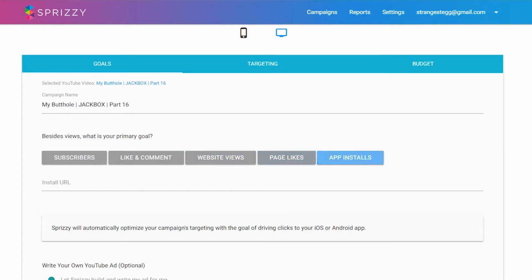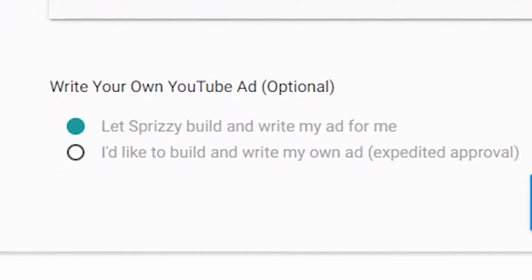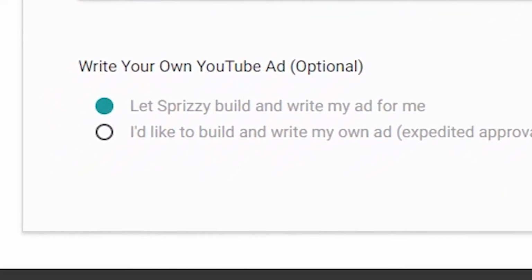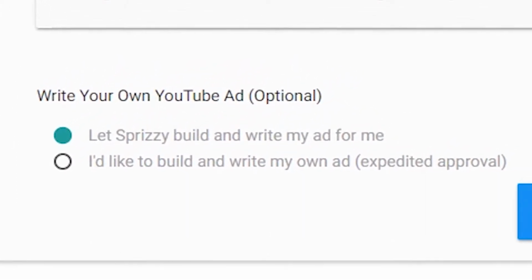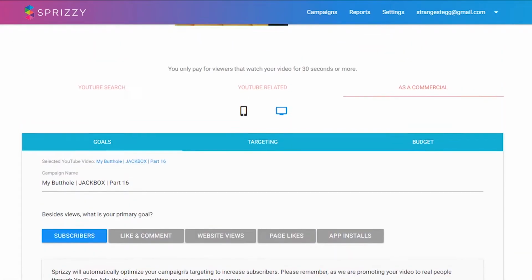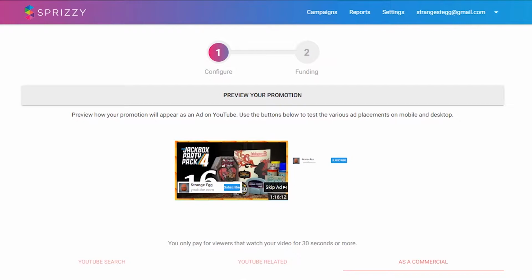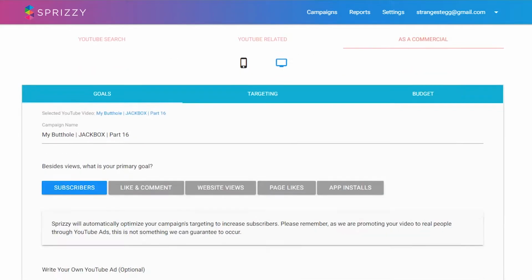So what's interesting is right here at the bottom, you can either write your own ad and submit it to them, or you can let them do it themselves. Now, I let them do it themselves because I was genuinely curious what it would look like, and I never got the opportunity to see that, which is important to know. But what they do is they show you a preview up here. Obviously, they haven't written the ad yet, so this preview is almost entirely worthless.